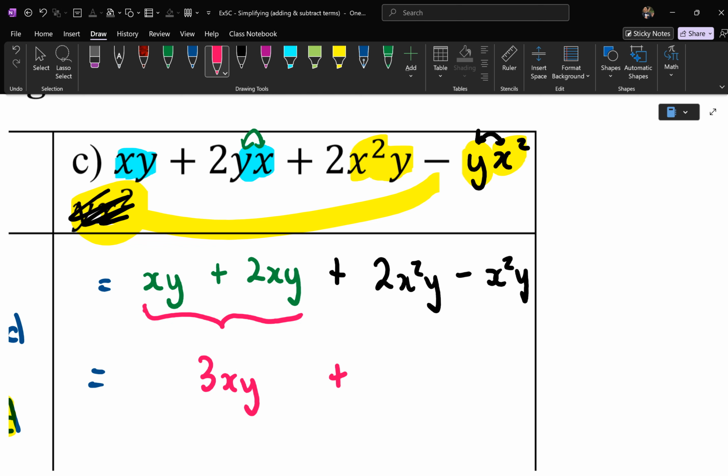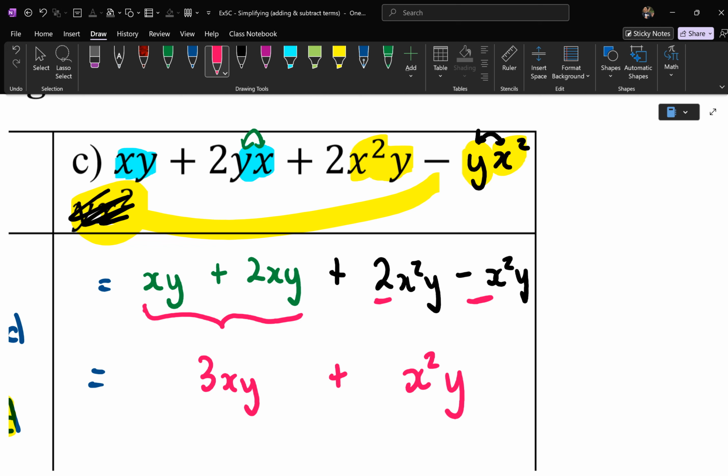You get? What do you get? How many x squared y's? 1. Very good, Xavier. So you can see 2 minus 1. 2 minus 1 of them should only give you 1 of these x squared y's left over.